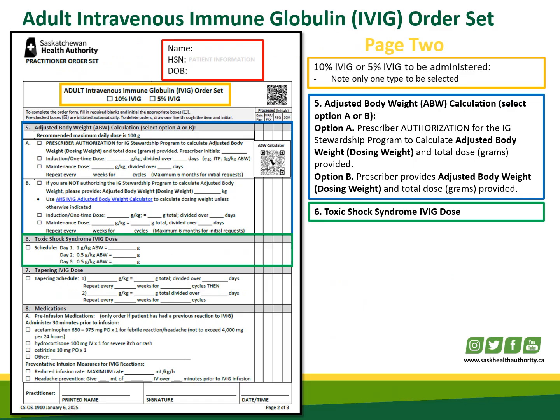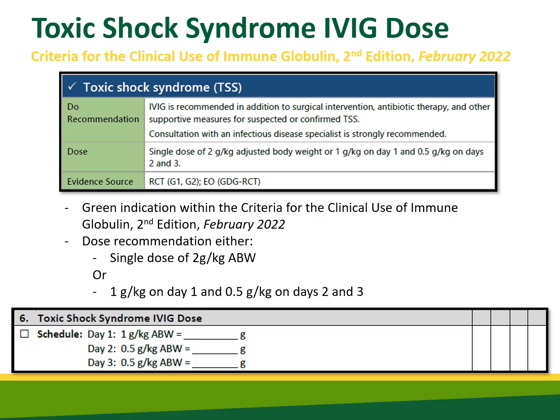Okay, back to page 2. There is now a specific section for toxic shock syndrome, which I will talk about in the next slide. As you can see, toxic shock syndrome is a green indication according to the criteria document. It can be ordered as a single dose of 2 grams per kilogram adjusted body weight, or 1 gram per kilogram on day 1 and then 0.5 gram per kilogram on day 2 and 3.